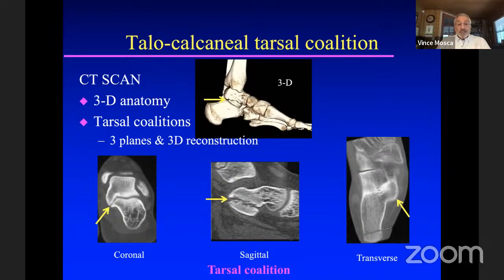With the CT, you can also see it in the sagittal view. You may be able to see it in the transverse, but not always. And then with the 3D reconstructions, you can take that image, you can spin it horizontally, vertically. You can look at it in so many ways and see not only the surface appearance of the coalition, but also the shape of the foot.